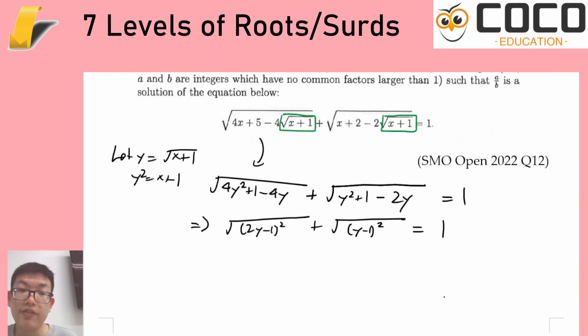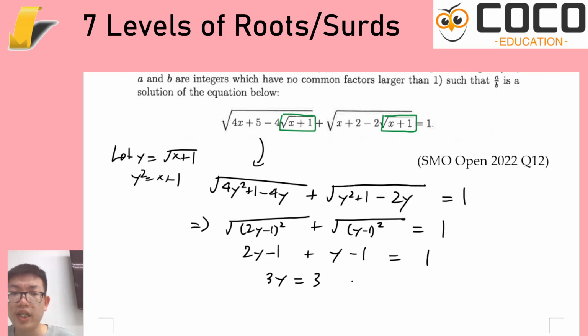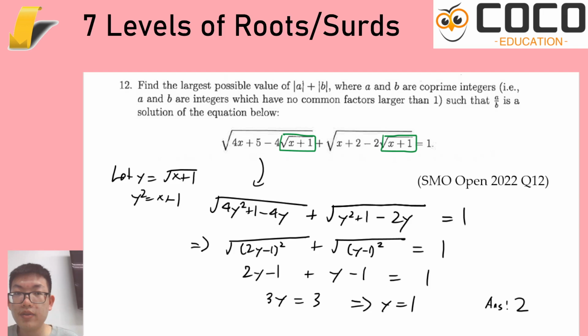Which means that if I remove the square roots, I just get y equals to 1. And that's a bit silly because that means that the answer is 2. It's just 1 over 1, so answer is 2. No, that's wrong again, isn't it?